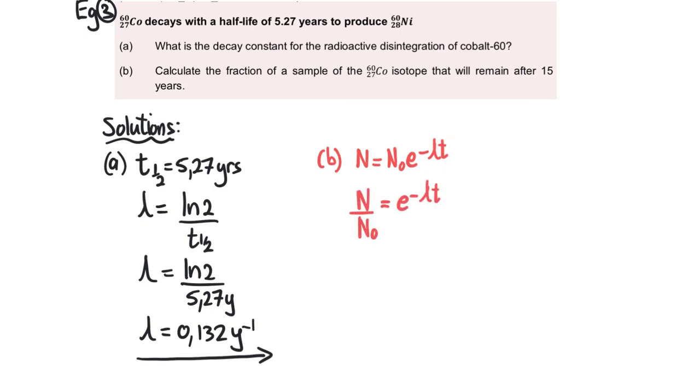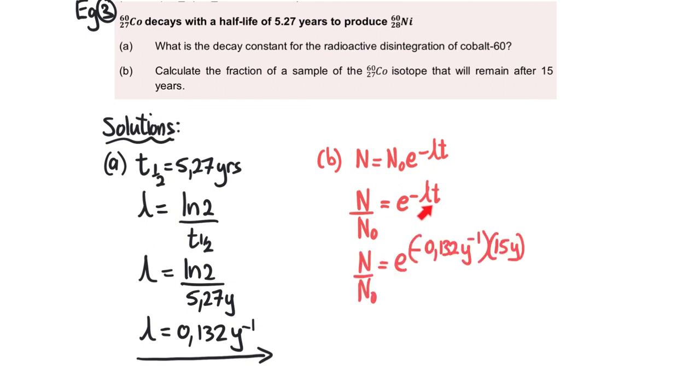Rearranging this equation to n over n0 by dividing by n0 on both sides, we get that n over n0 equals e to the minus lambda t. Now can you see this is the fraction of a sample of cobalt-60 that is left over. So it's that which is still left over at time t over the original amount of undecayed cobalt-60 nuclei at the beginning, at the start of when this sample was used.